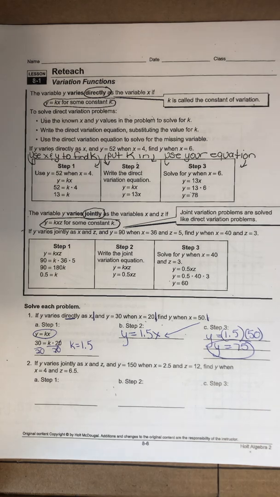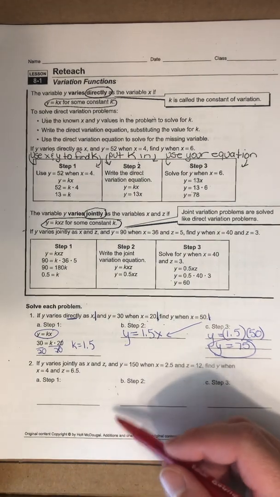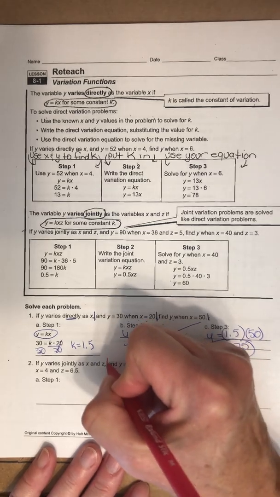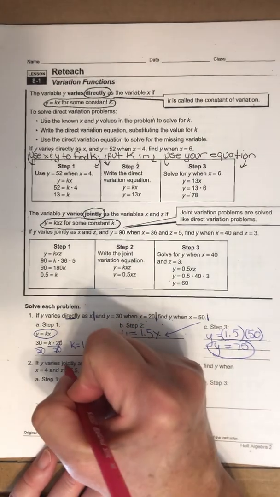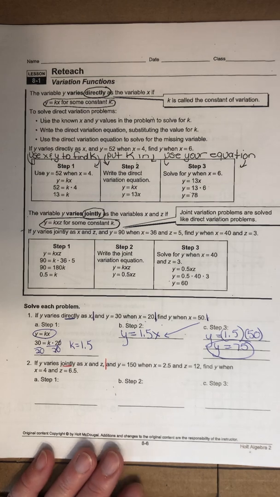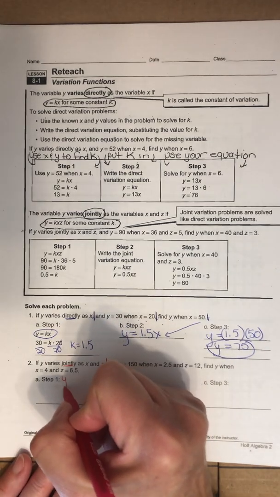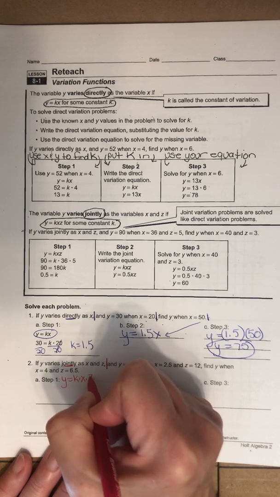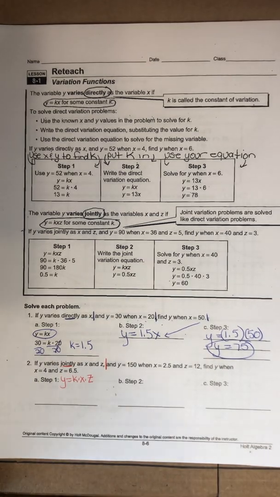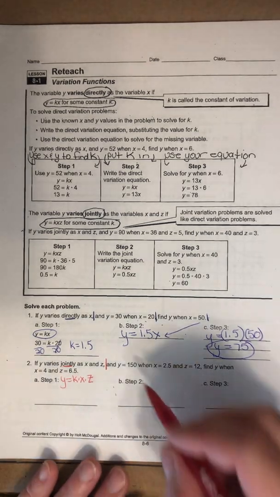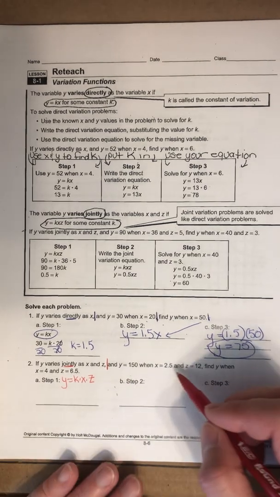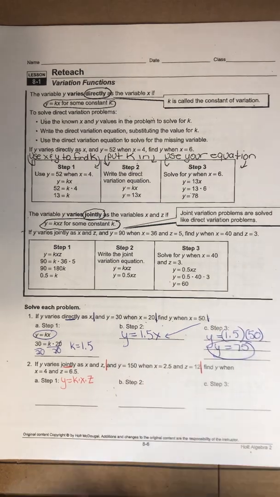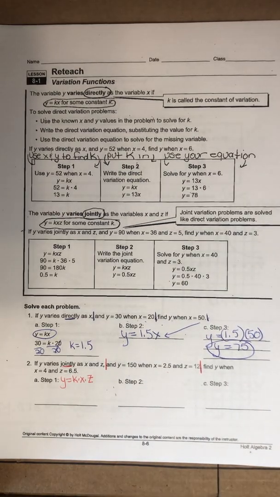Let's try the next problem. Break it into 3 pieces. If y varies jointly as x and z, okay, need to stop right there. Jointly. There we go. We know what equation to write. Y equals k times x times z. There we go. Okay, let's keep going. And y equals 150 when x equals 2.5 and z equals 12. Okay, they just gave us enough information to find k.